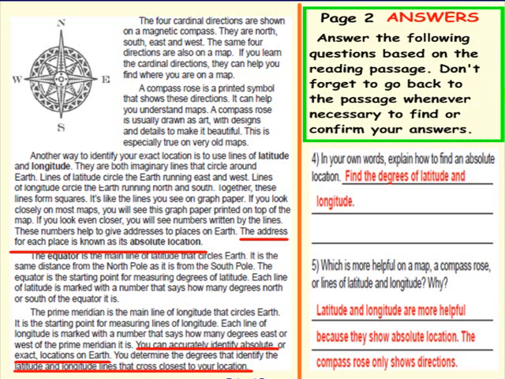Okay, here is what we have as the answer. In your own words, explain how to find an absolute location. Find the degrees of latitude and longitude. Question 5. Which is more helpful on a map? A compass rose or lines of latitude and longitude, and why? Latitude and longitude are more helpful because they show absolute location. The compass rose only shows direction. If your answer matches ours, that is truly incredible.